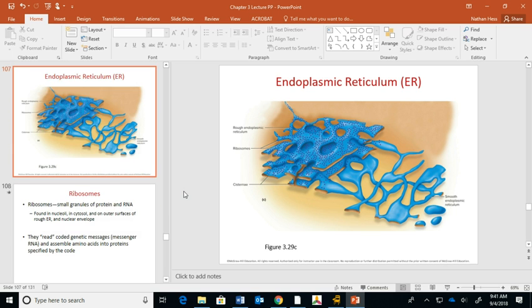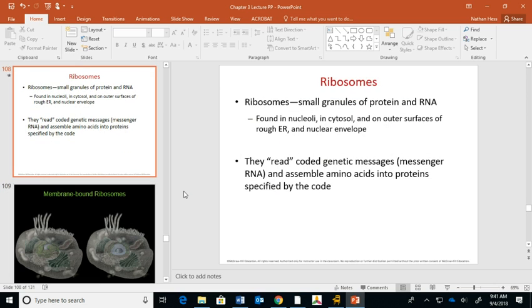So rough and smooth, and they show you here's smooth, right? And here's rough. They have the little dots all over them. What are the dots? Ribosomes. Okay? So let's talk again about ribosomes. Again, their key thing that they're doing is creating proteins.